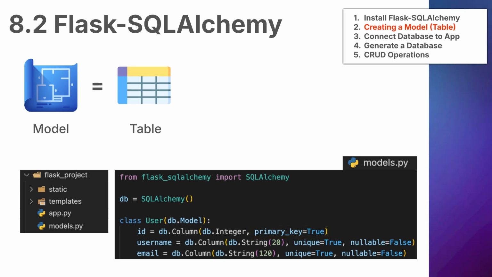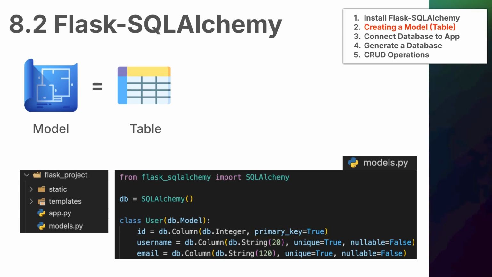Next, username. This becomes another column and can be stored as text up to 20 characters. unique=True means no 2 users can have the same username. nullable=False means the user must enter a username, it cannot be empty. So it ensures that each username is unique and required.